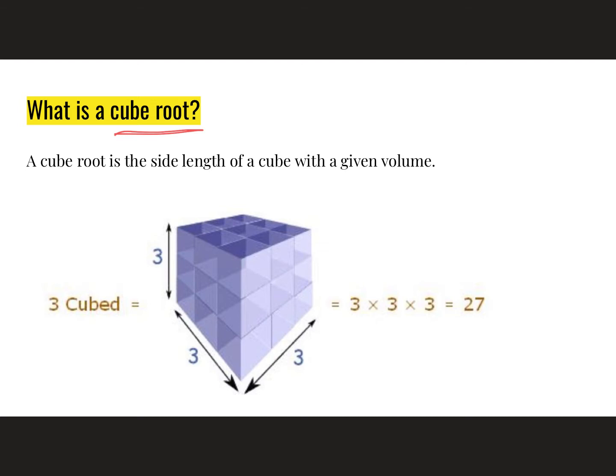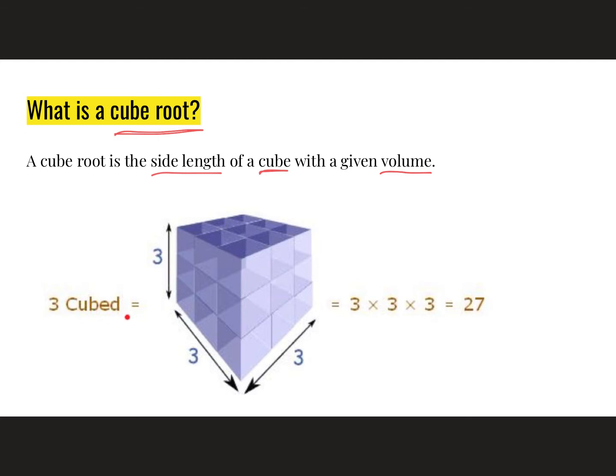So a cube root is the side length of a cube with a given volume. Remember, when we have 3 dimensions, we're talking about volume. So you'll see this cube here. It has a height of 3, a length of 3, and a width of 3. To find its volume, it's 3 times 3 times 3. Remember, that's sort of the definition of a cube. All the sides are the same. Well, 3 times 3 times 3 gives me a volume of 27.